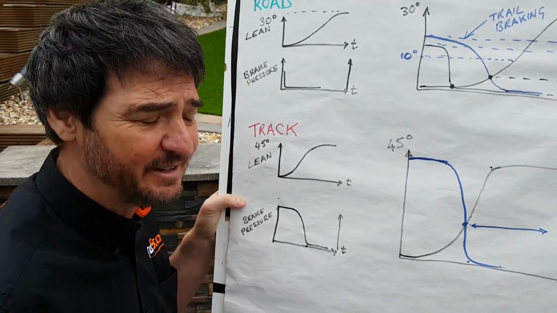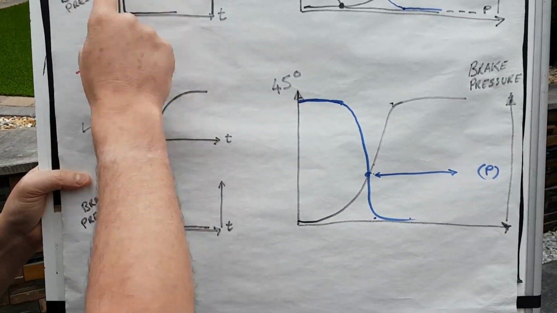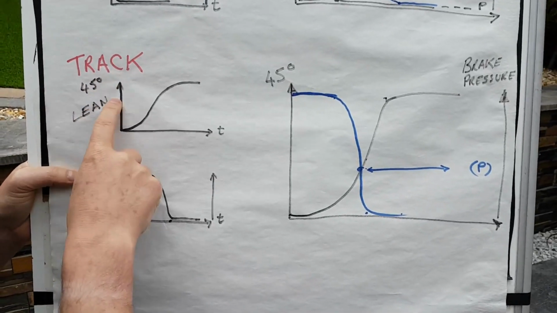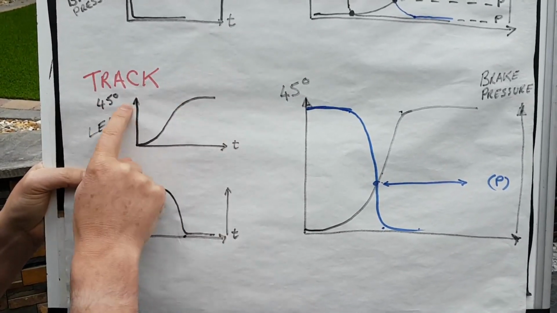Oh my God, his shoulder's on the deck. So 45 degrees on a track, it's still not too much. But would I be prepared to lean this much on the roads? Probably not. You're starting to get really towards the limits of road riding, that's for sure. So let's just assume a 45 degree lean angle.